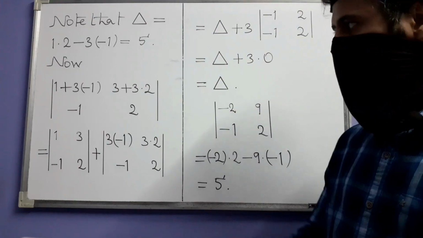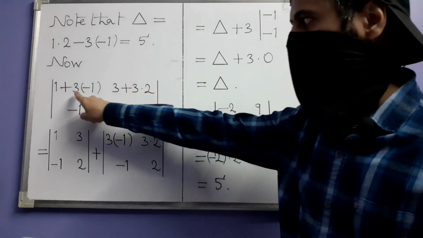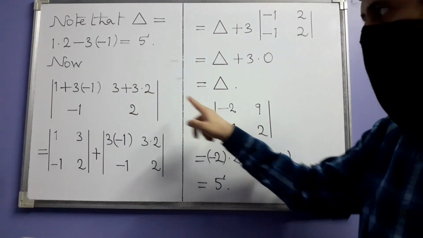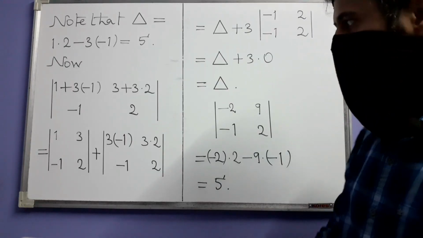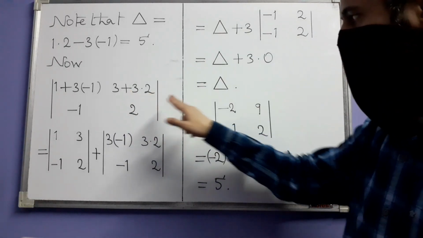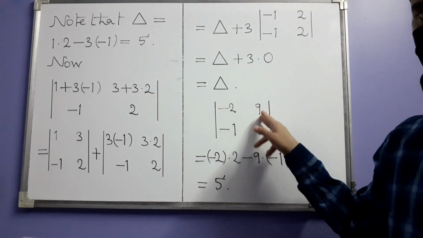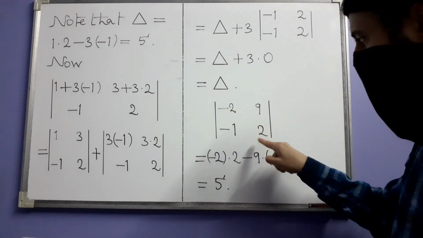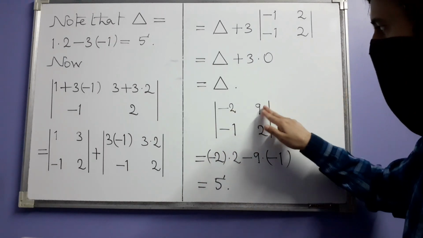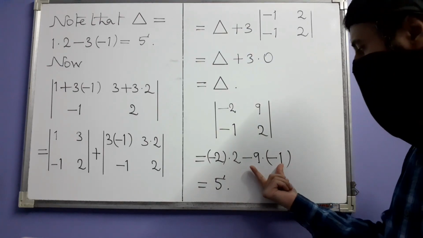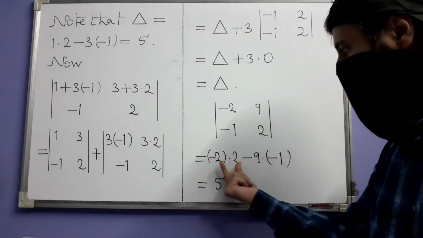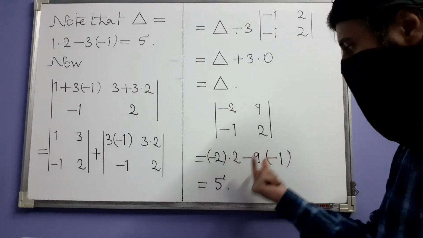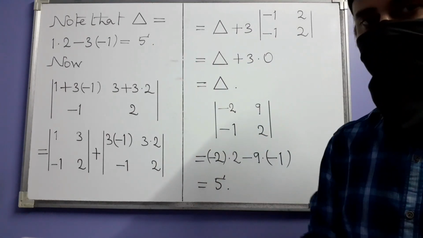If you simplify the entries in the first row, here you are getting minus 2, because 1 minus 3 is minus 2, and here you get 3 plus 6, that is 9. And now you apply the formula for the expansion of this determinant: minus 2 times 2 minus 9 times minus 1. Here you are getting plus 9 and here you are getting minus 4. 9 minus 4 is 5. So it's matching.